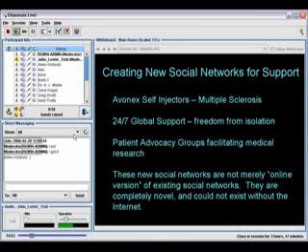And so, in summary, these new social networks are not just online versions of existing social networks. They really, in many ways, are completely novel. And fundamentally, they could not exist without the internet and the tools that you find on there for interaction.